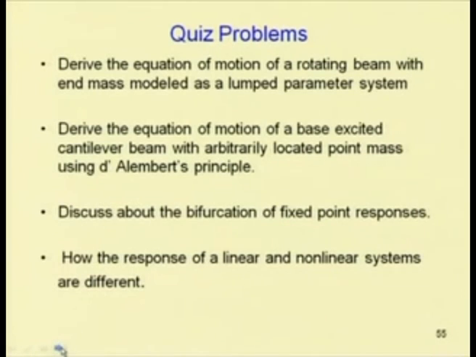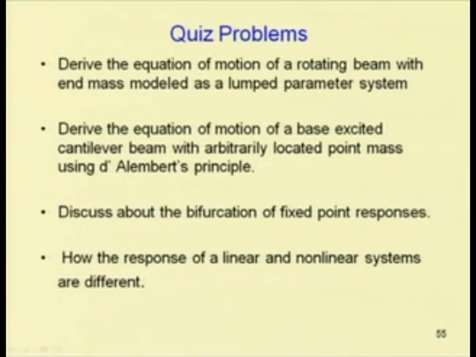Derive the equation of motion of a rotating beam with an end mass, modeled as a lumped parameter system. Then derive the equation of motion of a base excited cantilever beam with an arbitrarily located point mass using D'Alembert principle. Discuss the bifurcation of fixed point responses, and how the responses of linear and nonlinear systems are different.